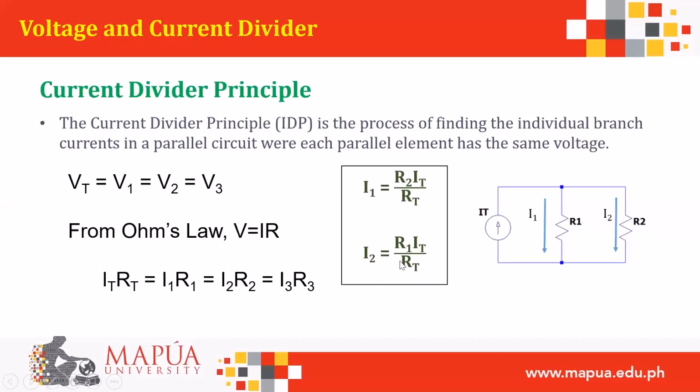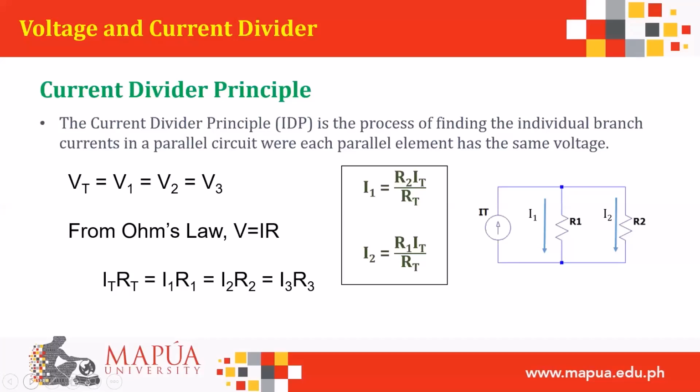The same goes here. This is the current I sub 2 flowing through R2, right? So that's why the numerator is the other resistor, the resistor not involved, R sub 1, over the total resistance multiplied by the total current. So in this equation, there's no voltage involved, right?